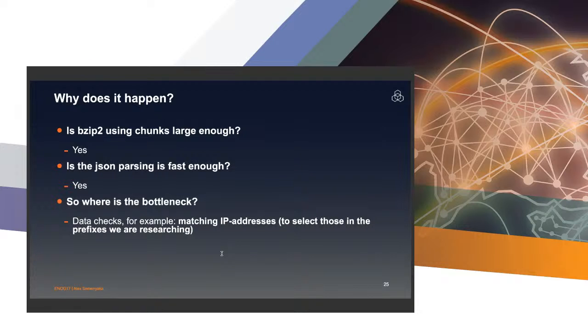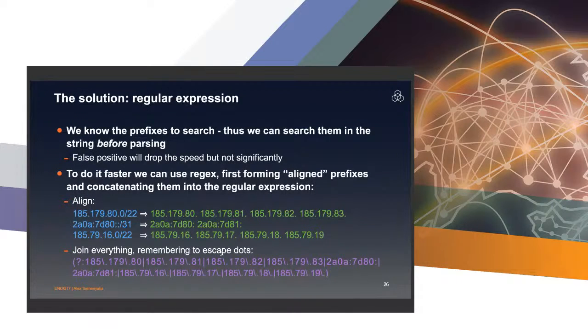So why does it happen? I tried to understand where the bottleneck is. BZIP2 is working fine. There is no need to optimize it, no need to make it even more complicated and rewrite it. JSON parsing could be faster, the JSON library is not the fastest library, but it's still peanuts. The main bottleneck is in IP address matching. That is to say, when we are checking whether the IP address is associated with the network that we are interested in.